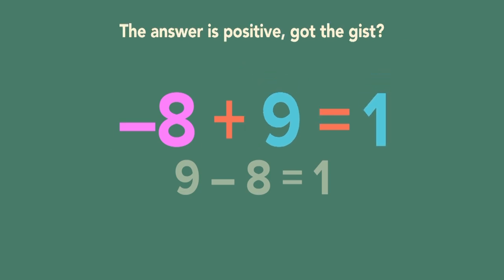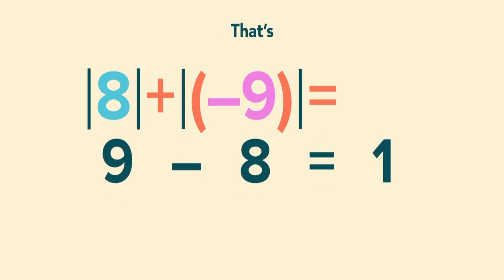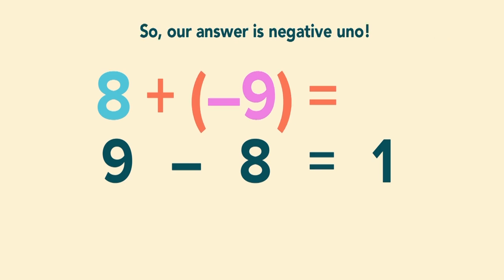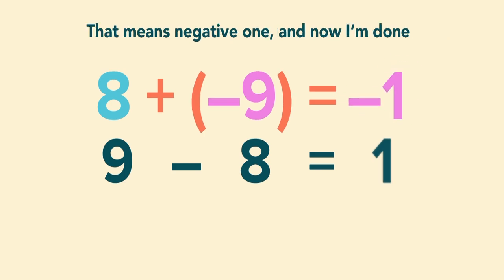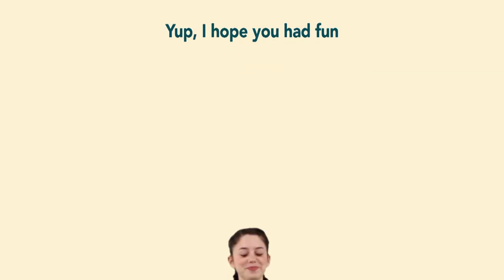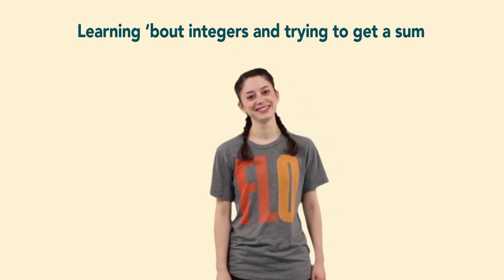Got the gist? If we did 8 plus -9, that's 9 minus 8 equals 1, but we find that the bigger absolute value is negative, so our answer is -1. That means -1, and now I'm done talking about integers and trying to get a sum. I hope you had fun learning about integers and trying to get a sum.